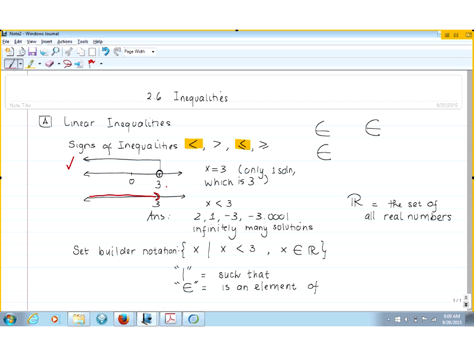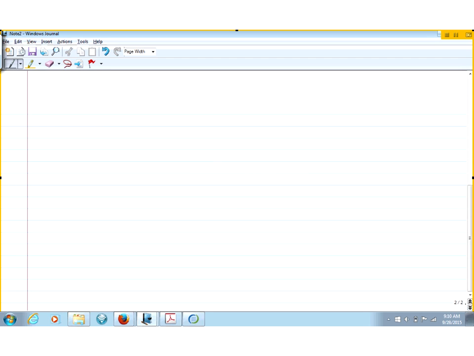All right. Now let's go back to my question. What is the difference between x is less than 3 and x is less than or equal to 3? All right, so next page. So what I want to know is, what is the difference between x is less than 3 and x is less than or equal to 3?